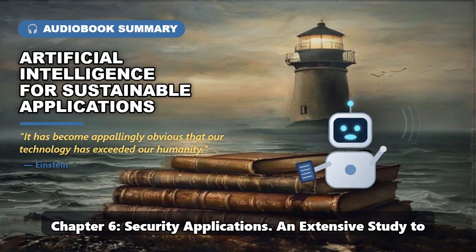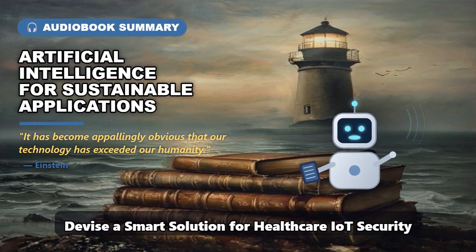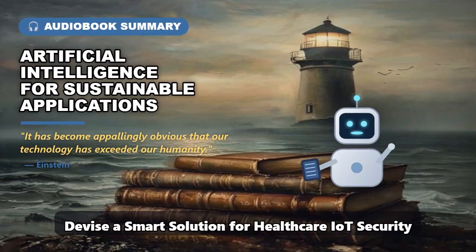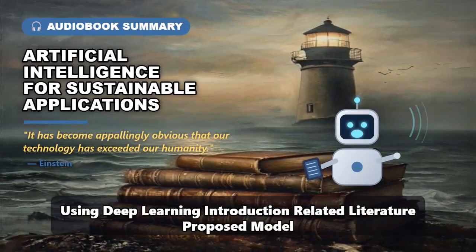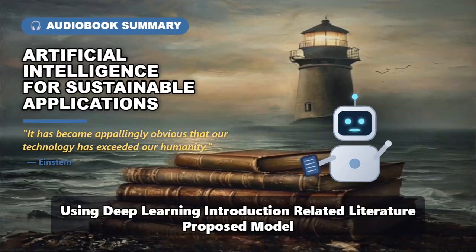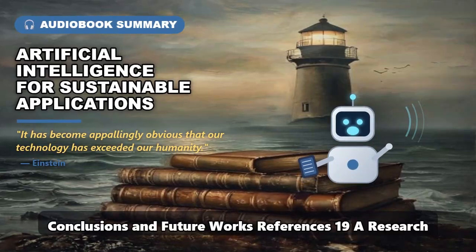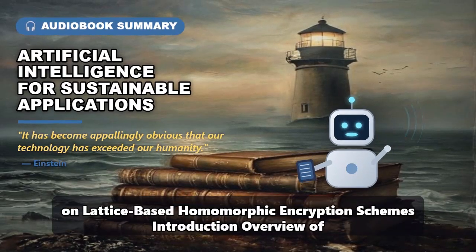Chapter 6: Security Applications. An extensive study to devise a smart solution for healthcare IoT security using deep learning. Introduction. Related literature. Proposed model, conclusions and future works. References. 19. Research on lattice-based homomorphic encryption schemes.